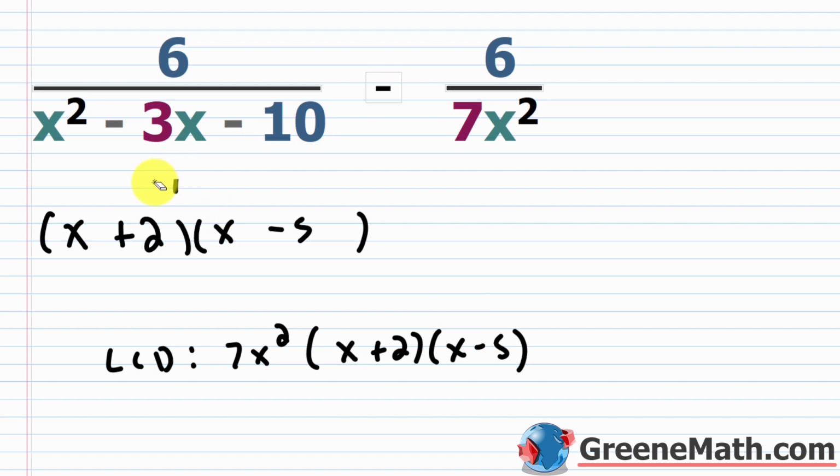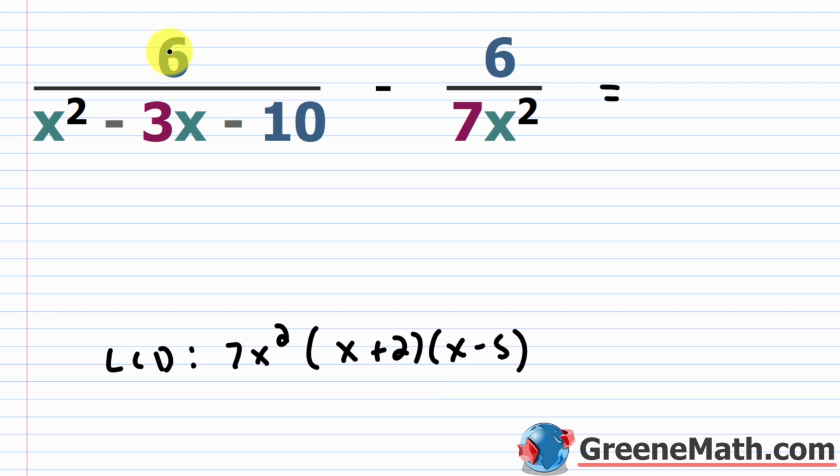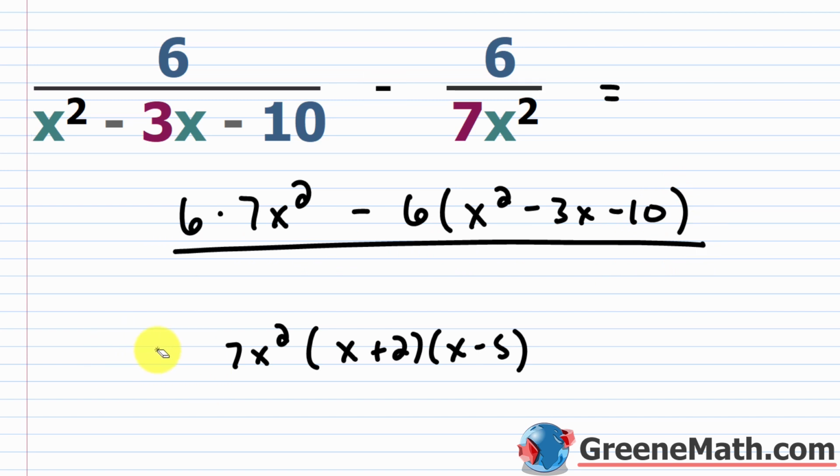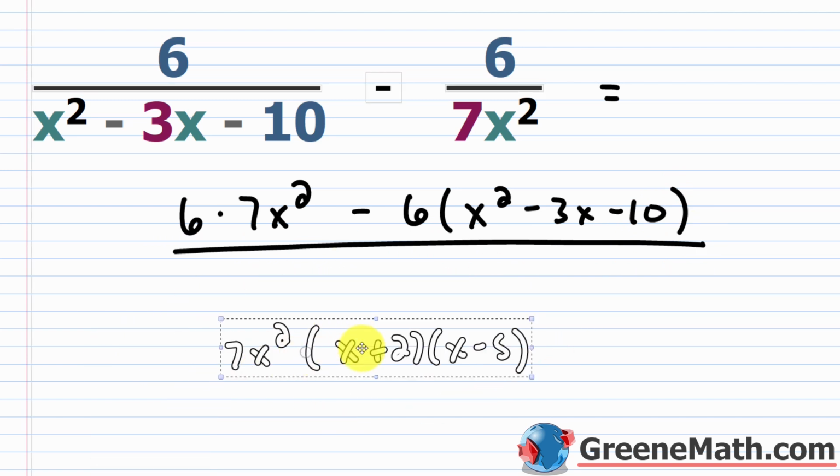Now, let me actually get rid of this. I'm going to put equals. Now, what did we do last time to make this faster? We took this guy right here and multiplied by what it needed. So in this case, this is the 7x squared. I'm going to go ahead and do that. I'm going to end up factoring that 6 out. But just to make clear what I'm doing, I'm just going to multiply it like this. Then minus, I'm going to go ahead and put this 6 here times this guy here. So this quantity x squared minus 3x minus 10. And then let me put this over this LCD here. So let me just erase this writing and just slide this up here.